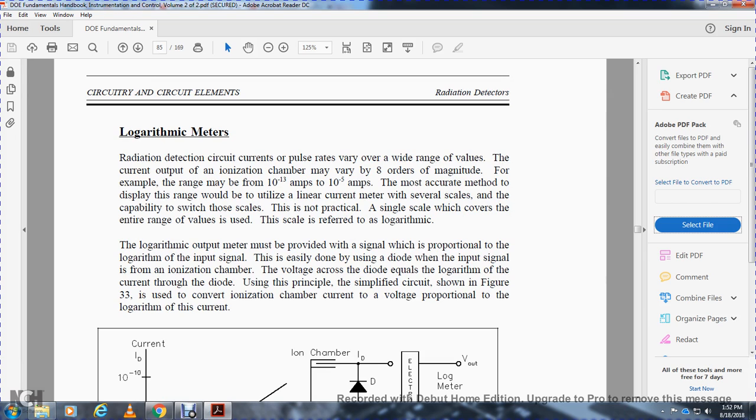This is not practical. A single scale which covers the entire range is referred to as logarithmic. A logarithmic meter must be provided with a signal proportional to the logarithm of the input signal, easily done by using a diode with the input signal from the ionization chamber.